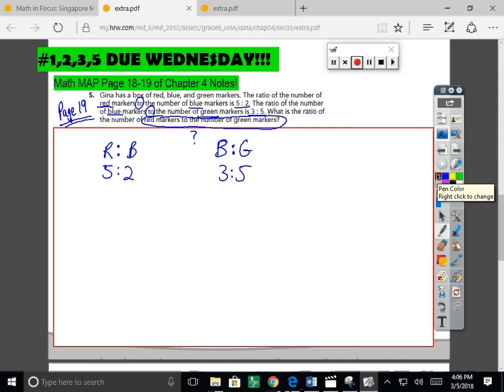And then on your math map on page 19, they're going to say what repeats. What do they have in common? Take a look at this. Blue and blue, make up your mind. Are there 2 groups of blue markers or are there 3 groups of blue markers? Well, that's kind of confusing, isn't it?